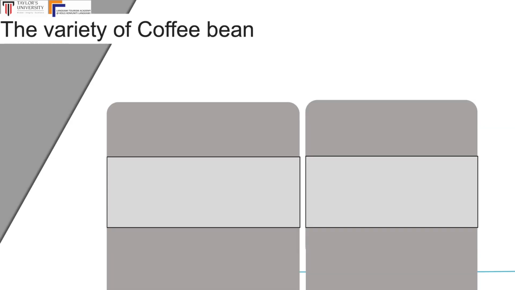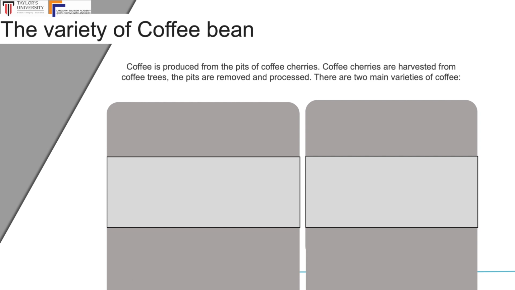What are the main varieties of coffee bean? Coffee is produced from the pits of the coffee cherries, which means that not the whole bean is used in creating the coffee, but only the inside part called the pit. Coffee cherries are harvested from coffee trees. The pits then are removed and processed.